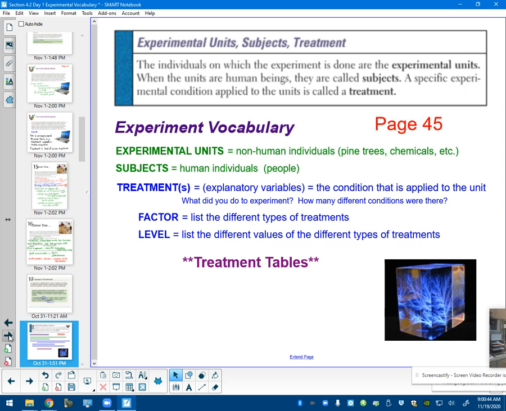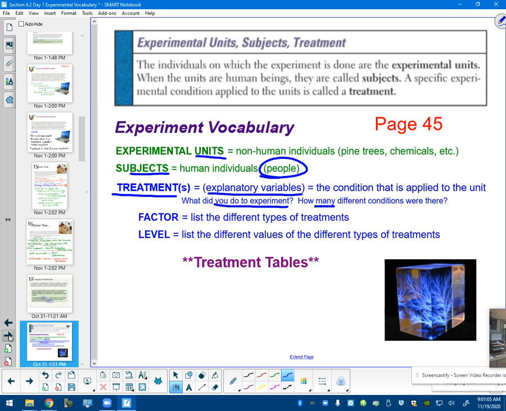All right, so let's take a look at the bottom of page 45. So we have all this new vocabulary. Units, subjects, are people. Experimental units are called subjects when they're people. We have treatments, which are the explanatory variables. What did you do to experiment? How many different conditions were there? Factors are the different types of treatments. And levels are the different values of the different types of treatments.